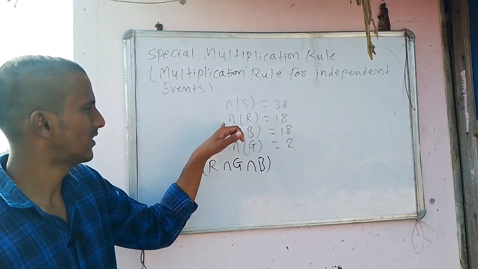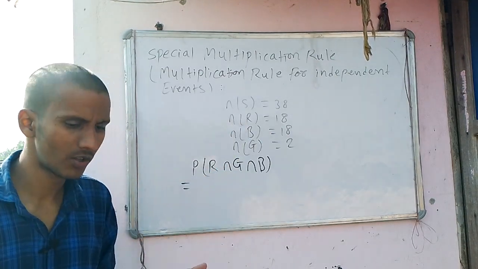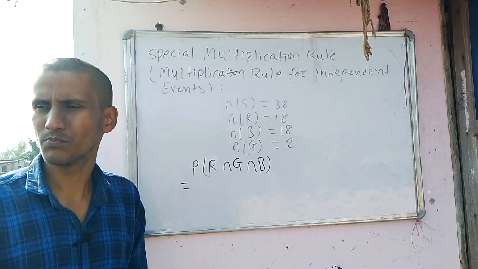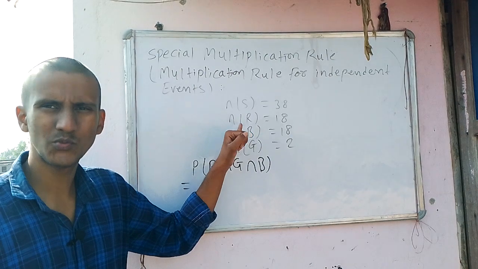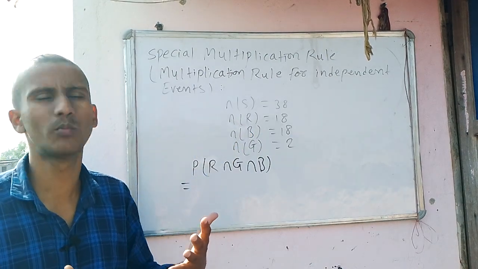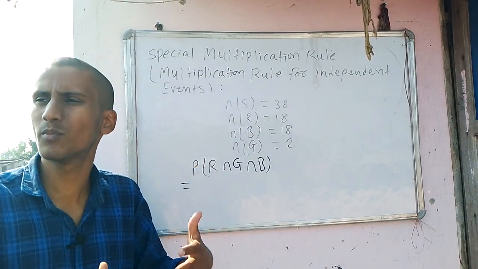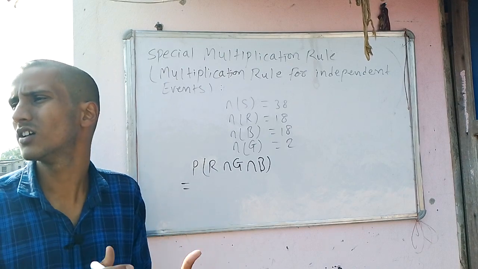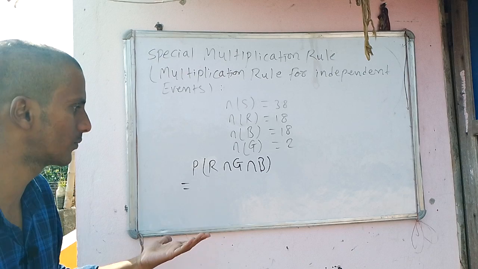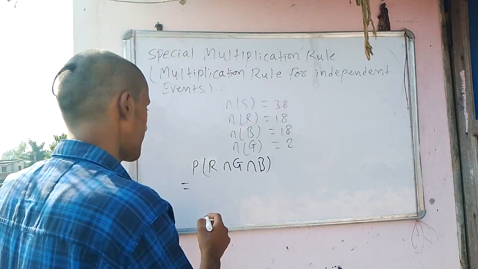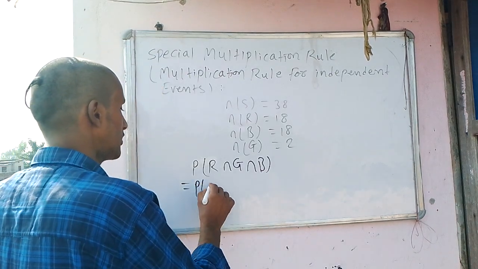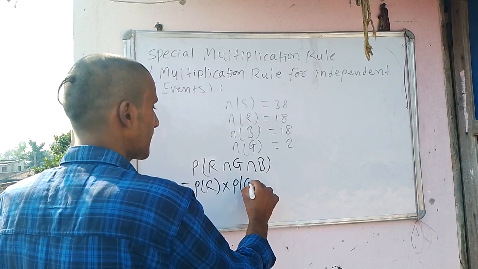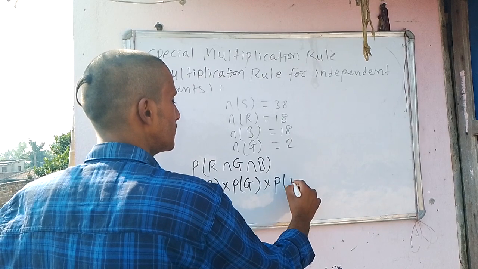Then we for sure know they are independent. It means that in the first spin, if the ball lands on red, it does not influence the probability that in the second spin the ball will land on black or green or red. So it doesn't influence the probability. It means they are independent events. So what you can do is this will be the probability of R times the probability of G times the probability of B.